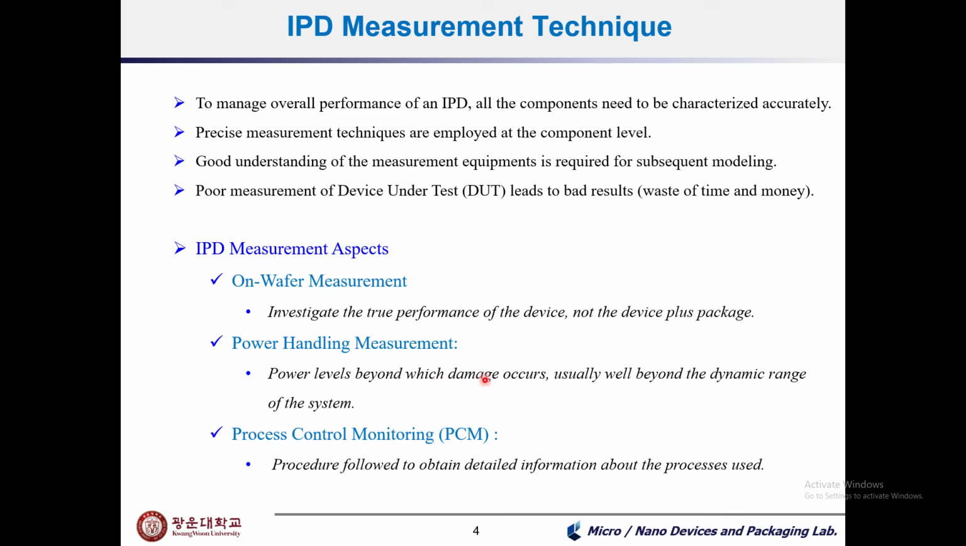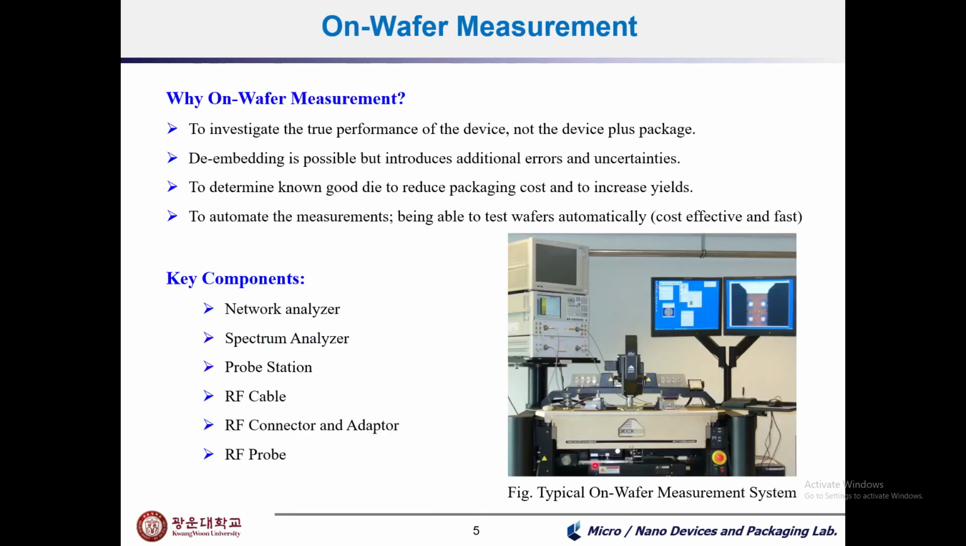However, the power handling level or power level for the device under test is usually well beyond the dynamic range of the system, although we need to find the power levels of our device under test to minimize the damage. Another important aspect is process control monitoring. Process control monitoring deals with the processes followed in order to obtain detailed information about the process used during the IPD measurements.